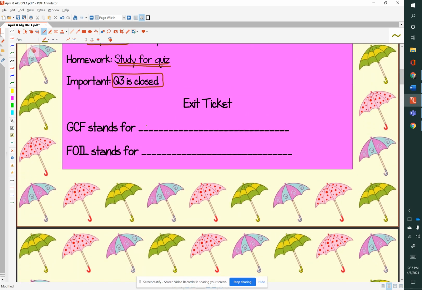Okay, GCF stands for greatest common factor. I'm going to rewrite it a little different color and a little neater. I made an easy exit ticket for you today. I want you to study tonight. FOIL stands for first. This is when you multiply two binomials together. Outer, inner, last.